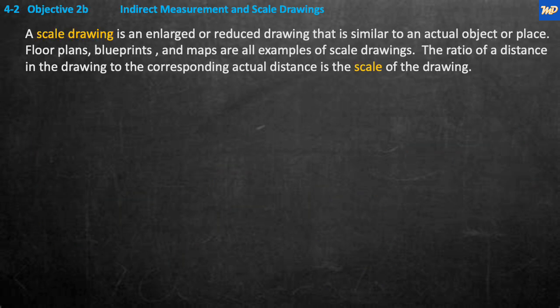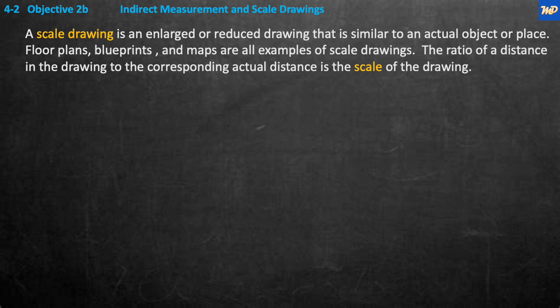Okay, objective 2. It's a continuation of our first statement of objective 2. A scale drawing is an enlarged or reduced drawing that is similar to an actual object or place. If you recall, this was in the definitions in the beginning. Floor plans, blueprints, maps are all examples of scale drawings. A ratio of a distance in the drawing to the corresponding actual distance is the scale.